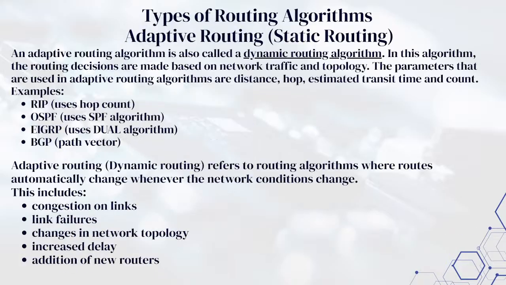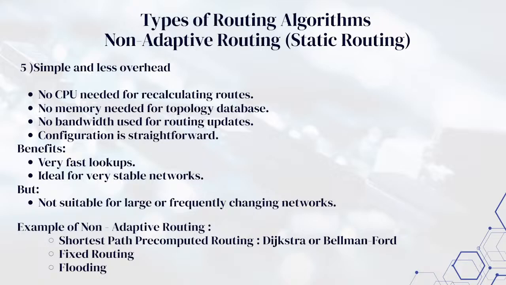So simple and less overhead means the configuration is straightforward. That is the way it was configured, by configuring the IP in a manual form. It gives very fast lookups and is ideal for very stable networks. Again, I am reminding we are talking about static routing, so that is the reason it is very fast and ideal for a very stable network.